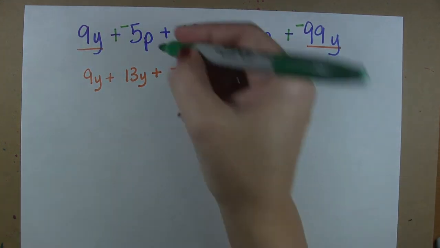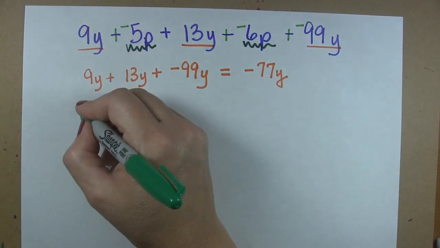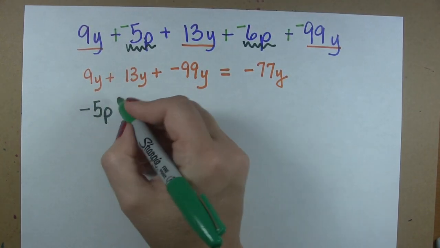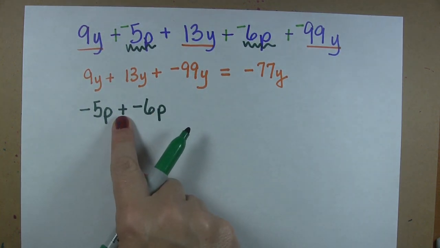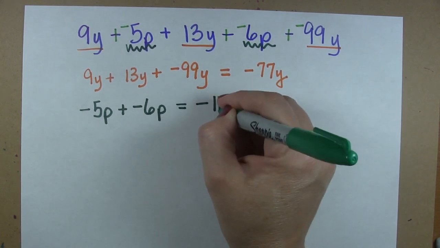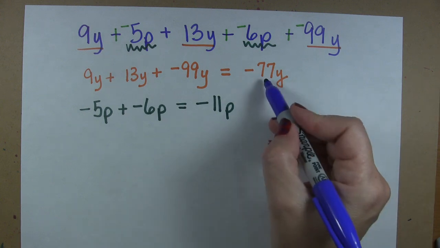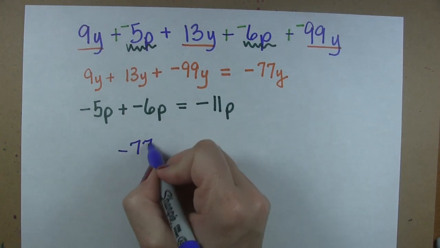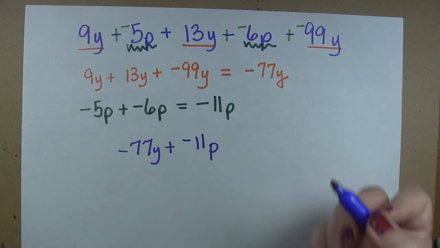Likewise, I can come along and I can combine my p's. I have this p and I have this p. So I have negative 5p plus negative 6p. Notice how all my operators are pluses now. And that's going to give me a negative 11p. So the answer to this whole problem is negative 77y plus negative 11p.